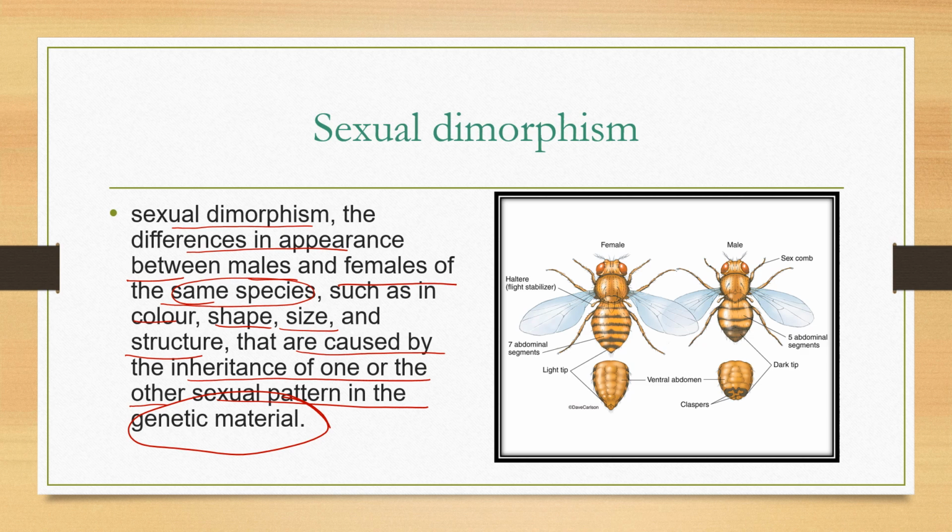Now you can see here, this is the female and this is the male one. The female has 7 abdominal segments, whereas the male has only 5 abdominal segments. The male has a sex comb, which is absent in the female. Here the tip is dark in the male and it is a very light tip in the female. So there are several differences between the body of a male and the body of a female. This is the sexual dimorphism.